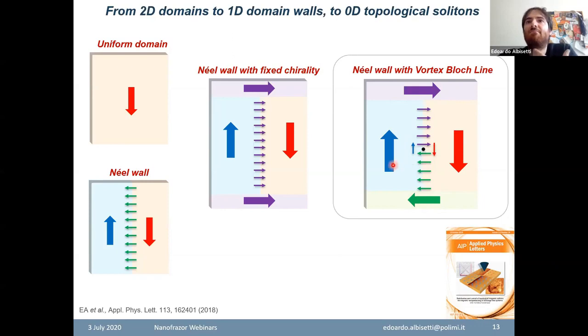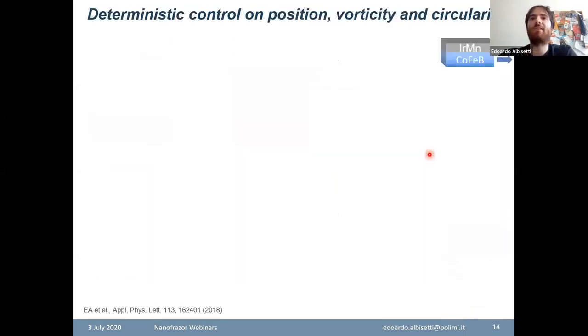And the nice thing of this way of stabilizing these vortices is that you have a really precise control on the topological properties of the vortices. That is the vorticity, so the direction, the type of vortex that you write, or the chirality of the vortex, so the direction of whirling of the vortex. Now I show you a couple of experimental examples.